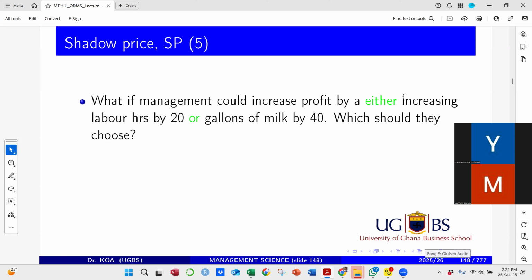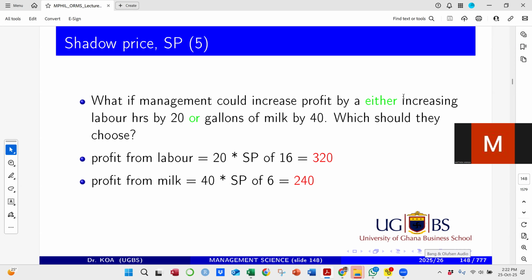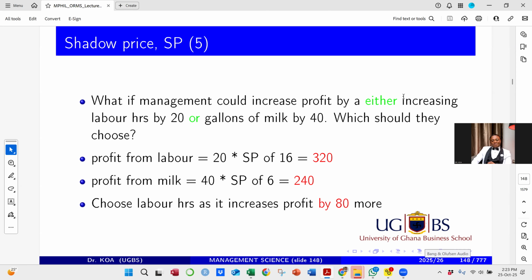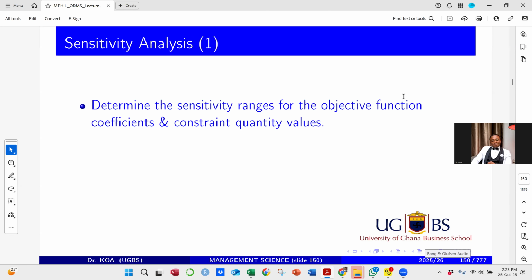Good. That's nice and smart. So labor is the way to go. But of course, you can't increase labor beyond 80 hours. That's a key point to note. So labor is good, but you can't go beyond that.